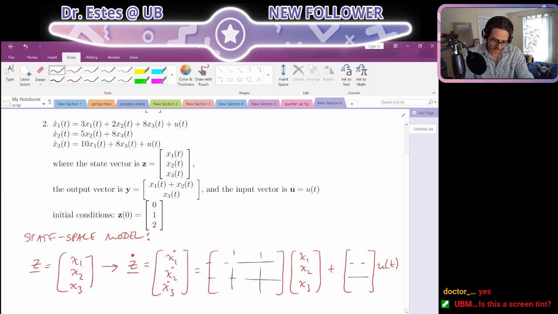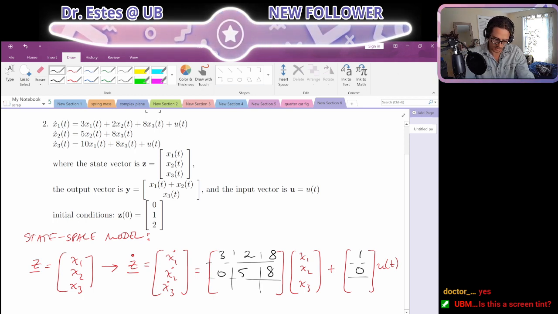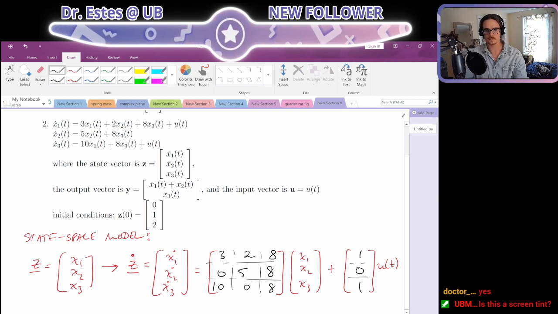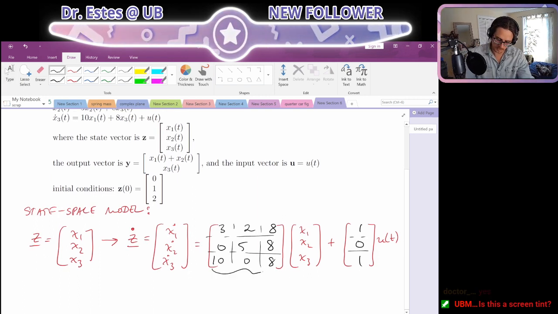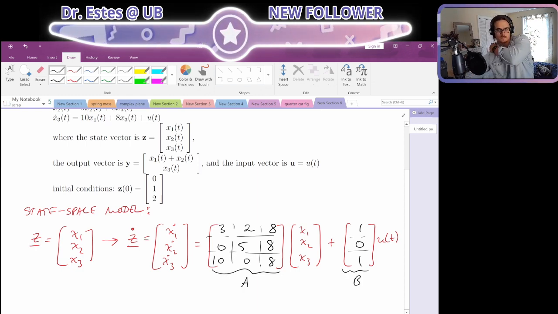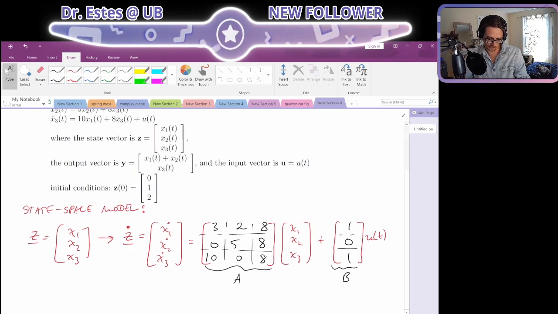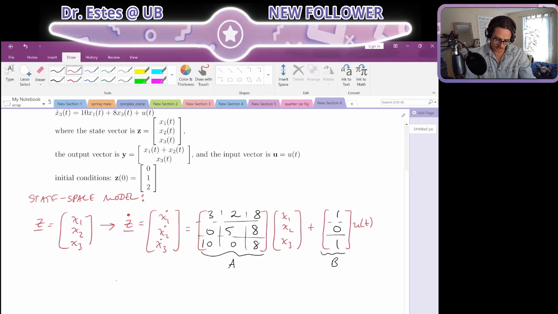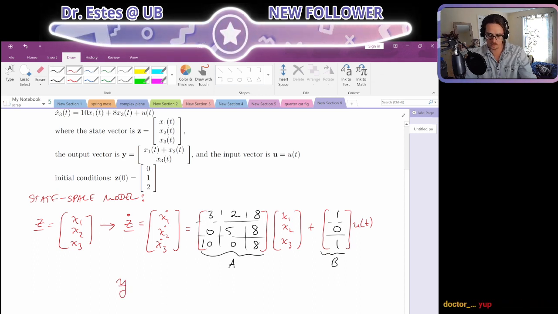So the first equation, x1 dot, is 3 times x1 plus 2 times x2 plus 8 times x3 plus 1 times u of t. And then the other ones, I'm just blasting through this. So this is our A matrix, and this is our B matrix. Is that what you guys got? And then our output equation. Okay, good.